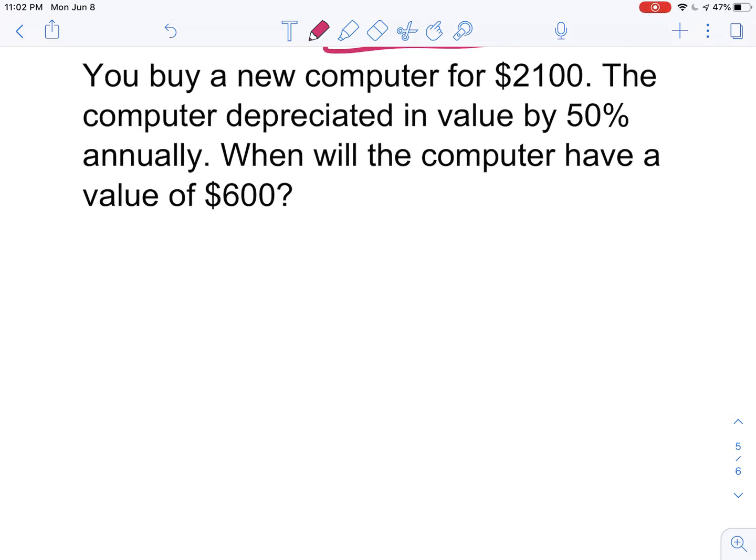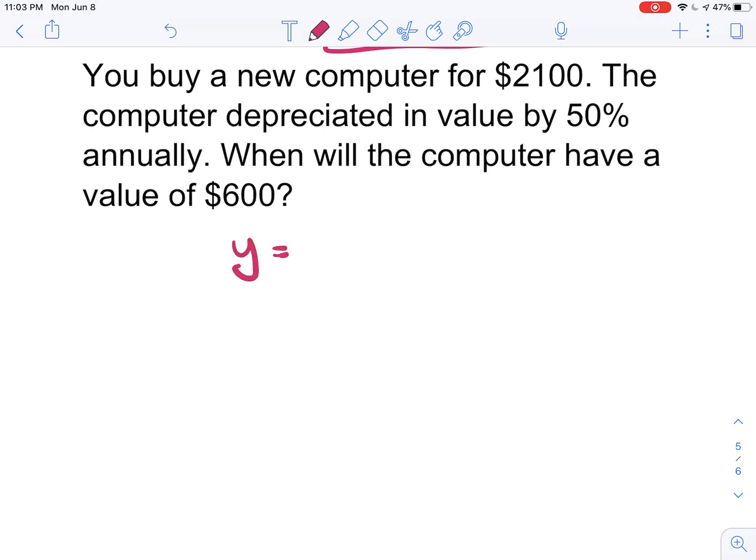All right, now the last thing we need to talk about is word problems, okay? Modeling an exponential function and then using that to solve. So for this, I have a word problem. You buy a new computer for $2,100. The computer depreciated in value by 50% annually. When will the computer have a value of 600?